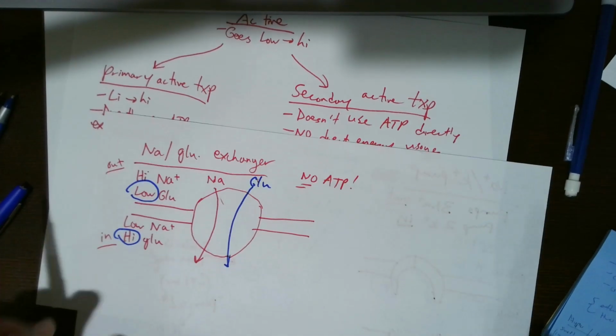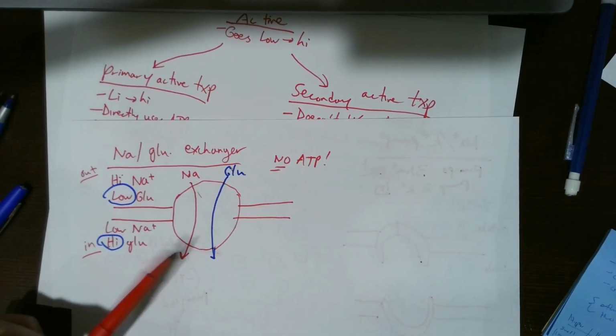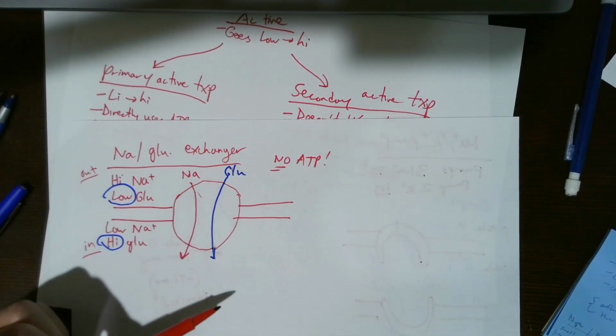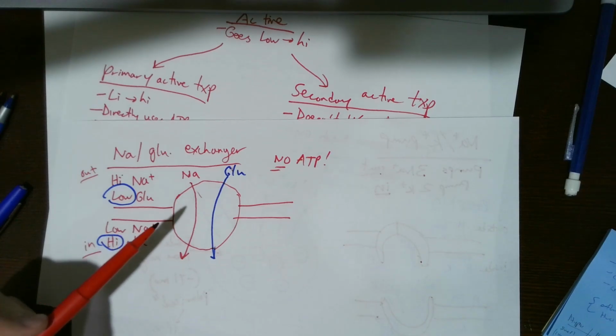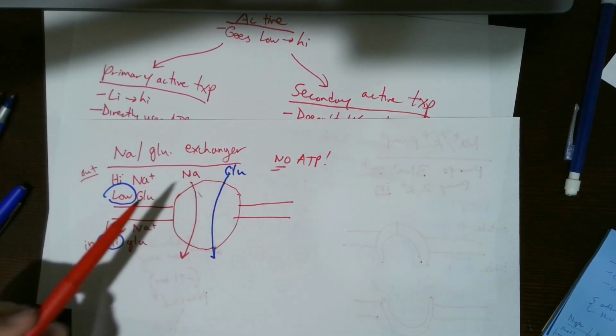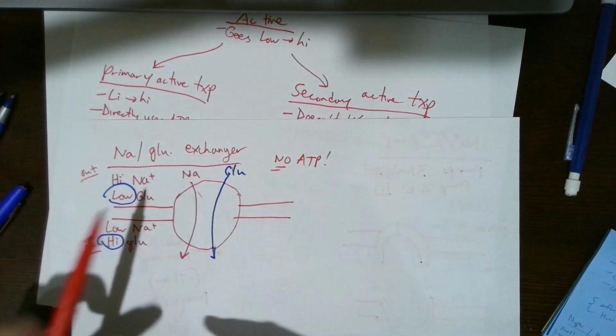Alright? And this is how sodium and sugar move from our small intestine into our bloodstream. So that's why it's important to have both salt and sugar in your diet, because it helps both of them move in.